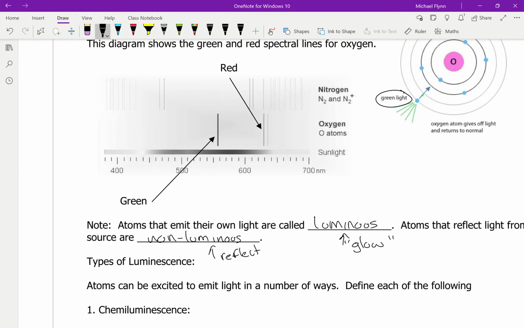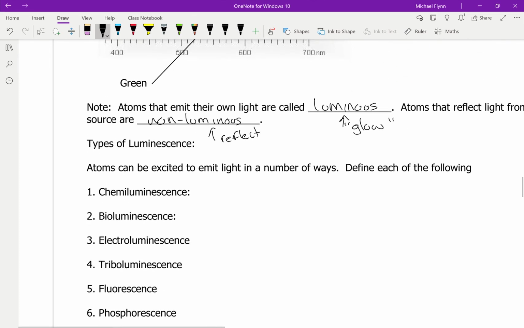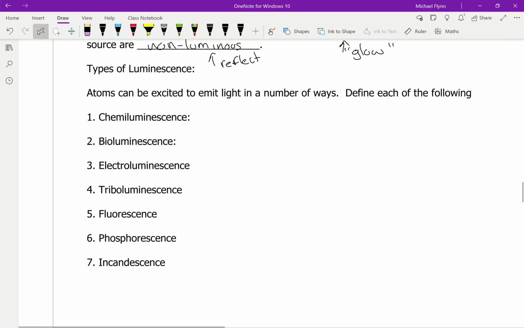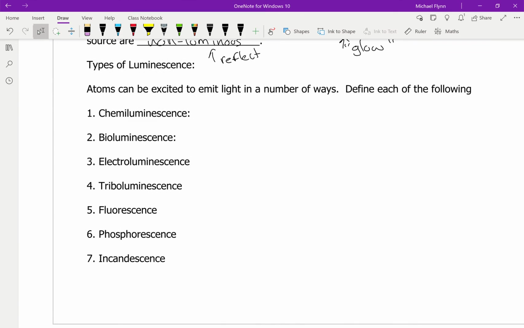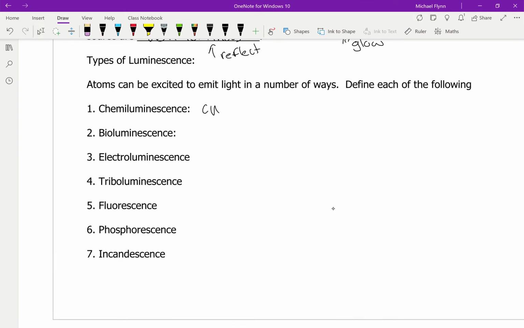All right. So atoms can be excited to emit light in a number of ways, depending on how they're being excited. If they're excited by a chemical reaction, we call it chemiluminescence. So this is a chemical reaction causing atoms to release light.